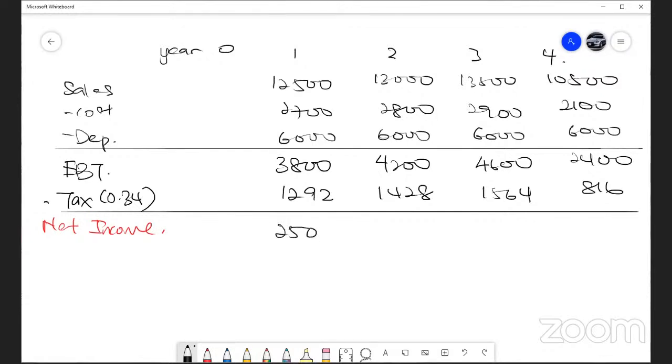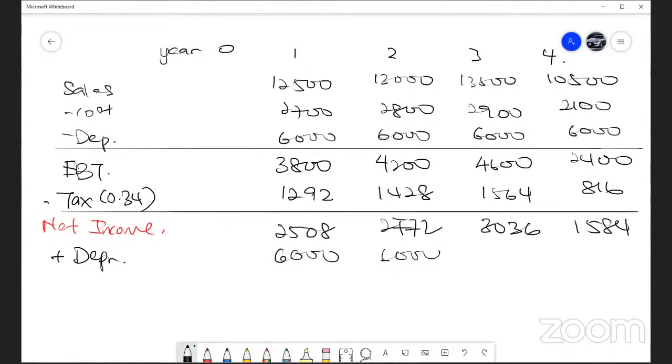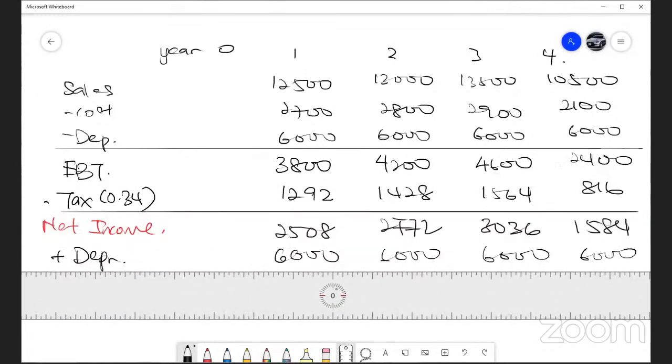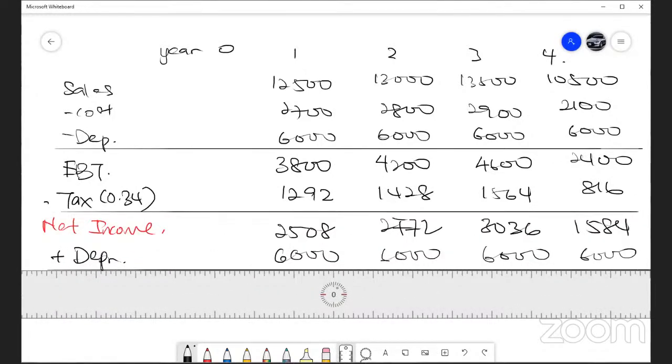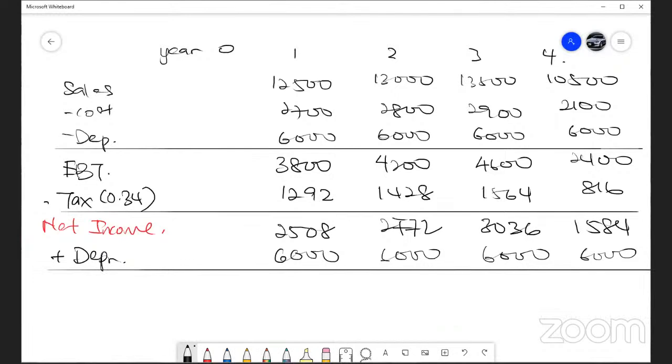So here we have 2,508, 2,772, 3,036, 1,584. So to get your OCF is net income plus depreciation. So add back 6,000 to all of it. Total up together, this is your OCF, which is very important for you to calculate your NPV. Again, you must find your OCF first.